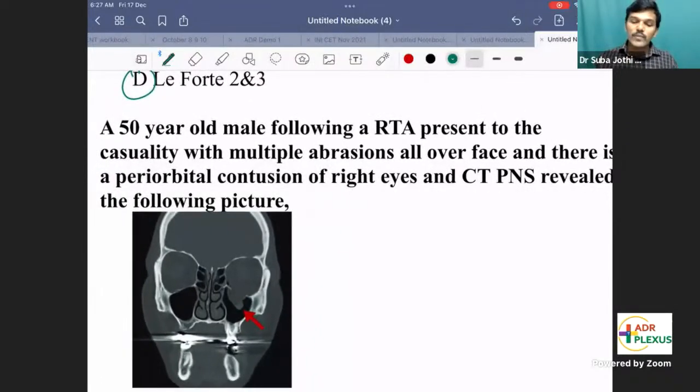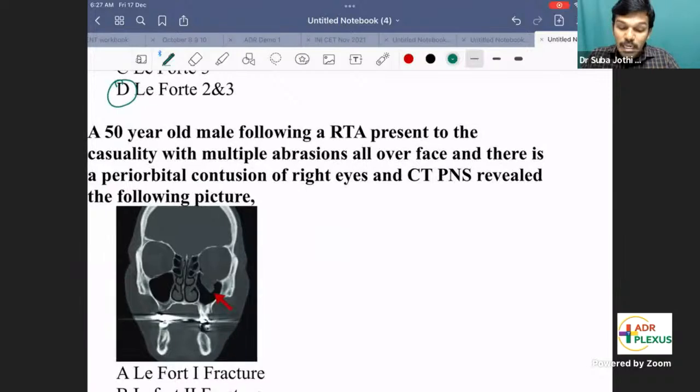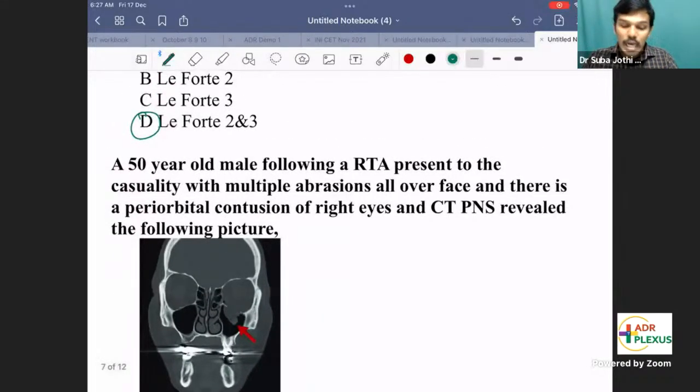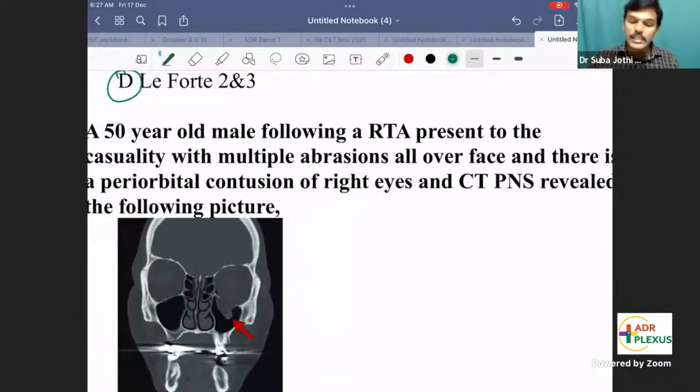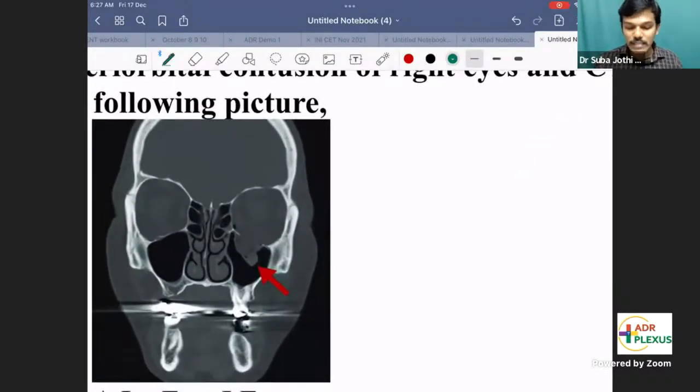So a 50-year-old male following an RTA presented to the casualty with multiple abrasions all over the face, and there is a periorbital contusion of right eye, and CT PNS revealed the following picture. Okay, so the person is having periorbital contusion. So the CT PNS is having this particular picture. The patient is following a road traffic accident. So can you name this sign?